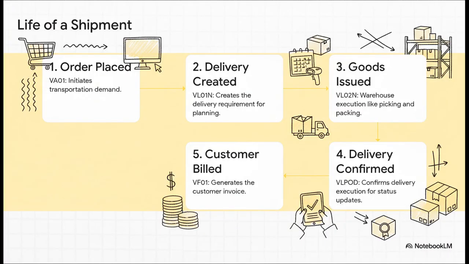So this is the basic life story of our package. It all begins when an order is placed. That creates a delivery. Then you've got the physical stuff happening, picking, packing in the warehouse. Next, it's confirmed as delivered, and finally, someone gets the bill. Pretty straightforward, right? Now let's look at the specific codes that make each of these steps happen.